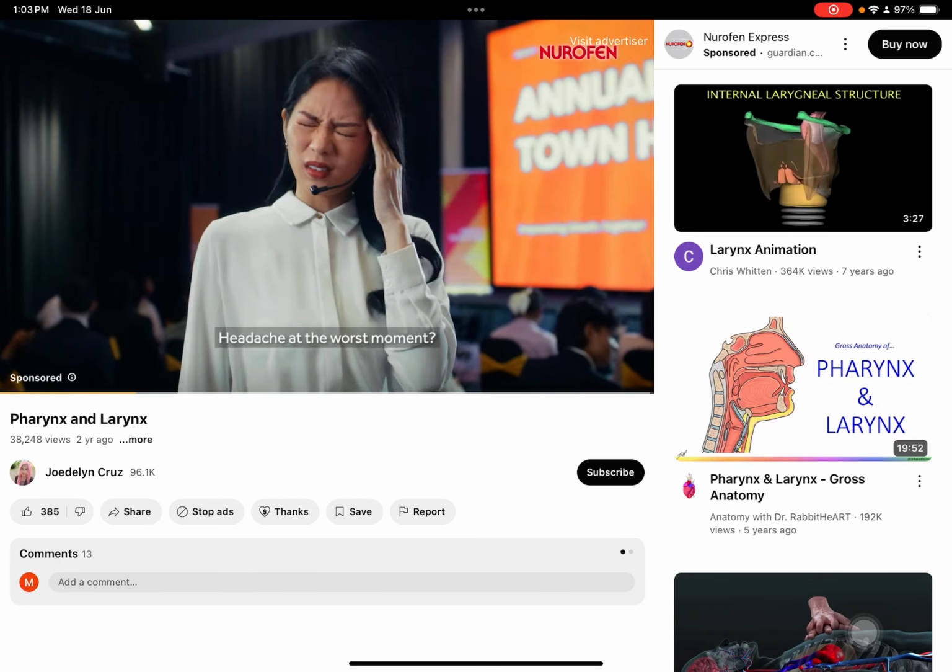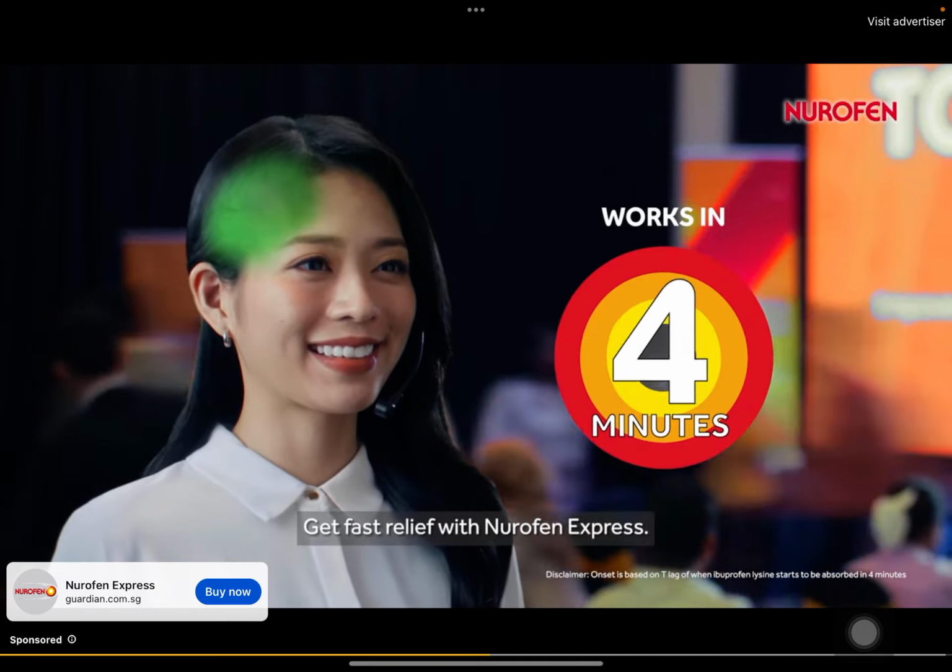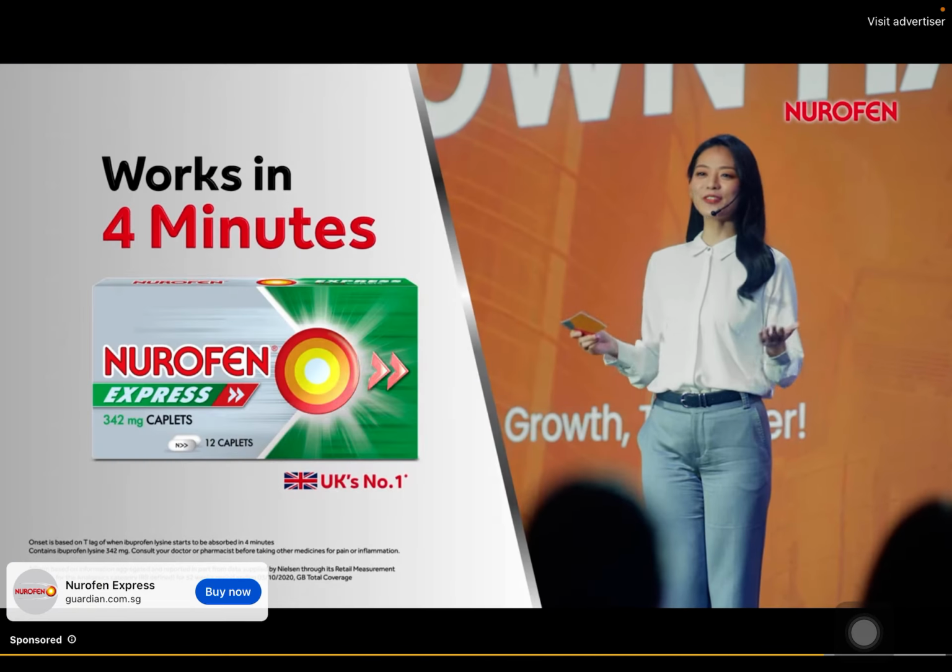Headache at the worst moment? Get fast relief with Nurofen Express.